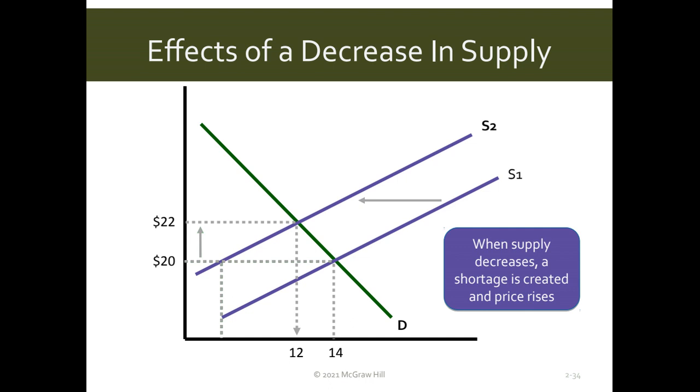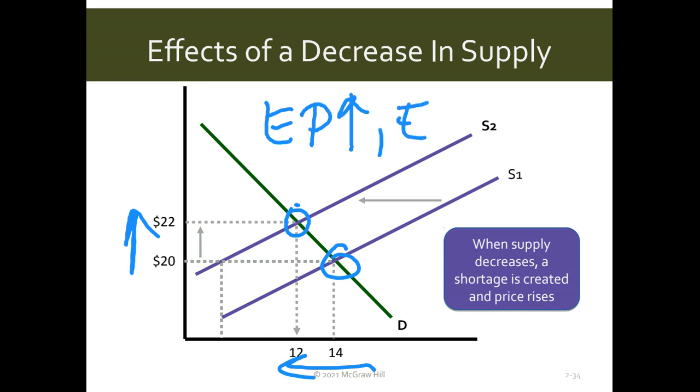left, you can see the equilibrium price will increase, the equilibrium quantity will decrease, because you are moving from this equilibrium to this equilibrium. So let me write here, EP increases, EQ decreases when supply curve shifts to the left.